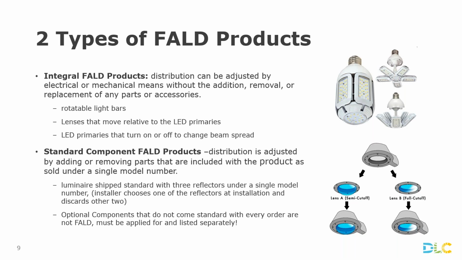So the upper, integral FALD products are those that are adjusted by moving a part, or as Gabe mentioned, putting an electrical voltage that might adjust the optical properties of a part that is integrated into the product. Got that example on top of that flower lamp again. But rotating light bars, LED primaries that would turn on and off also apply here.